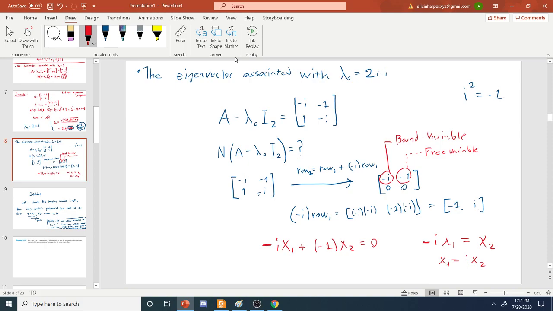And so now I have x1 determined by x2, which shows that the null space over here is equal to the span of the vector with 1 for x2, and i for x1. And you can easily check that if you multiply this vector by this matrix, you get 0. So now I've identified the eigenvectors associated with this particular lambda. Note that they involve the imaginary number.